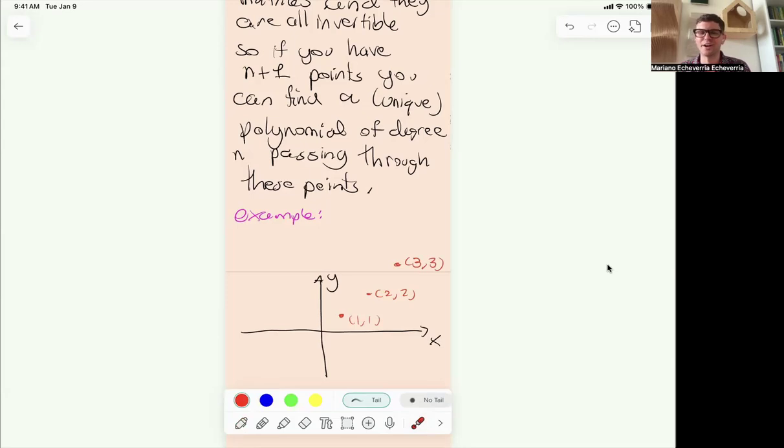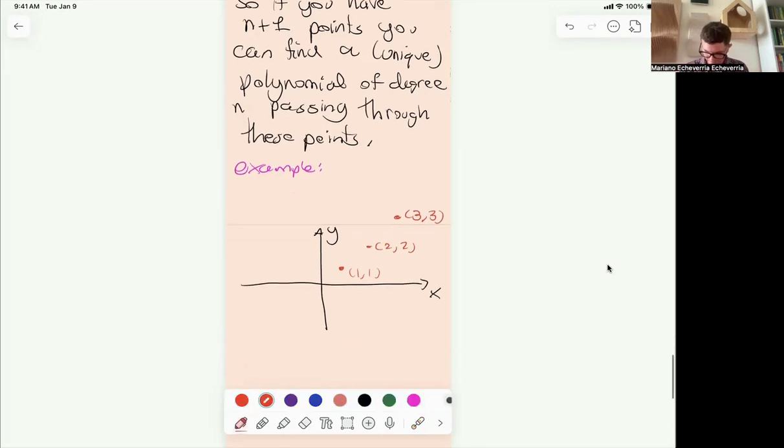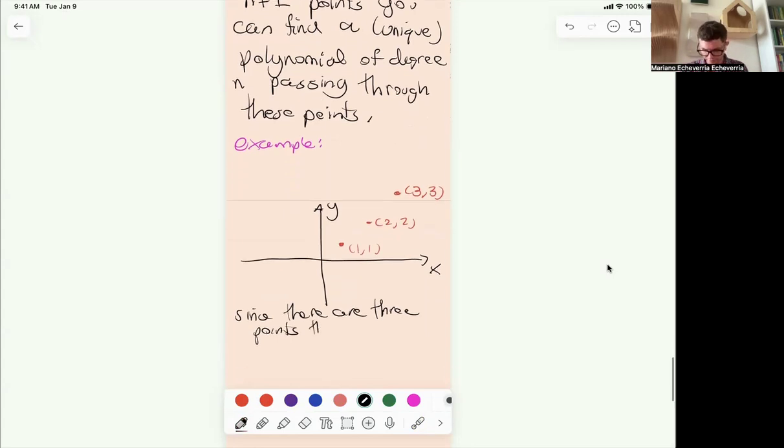I don't know if you see why I'm putting this example, because the way I'm presenting it, it sounds like, oh, there are 3 points, right? Because I gave you 3 points, you would say, oh, then you're trying to find a quadratic. Since there are 3 points, the way I presented the method, you would try to find a parabola, right?